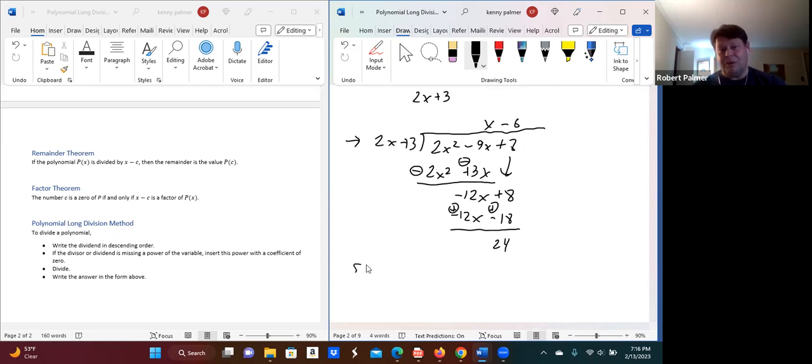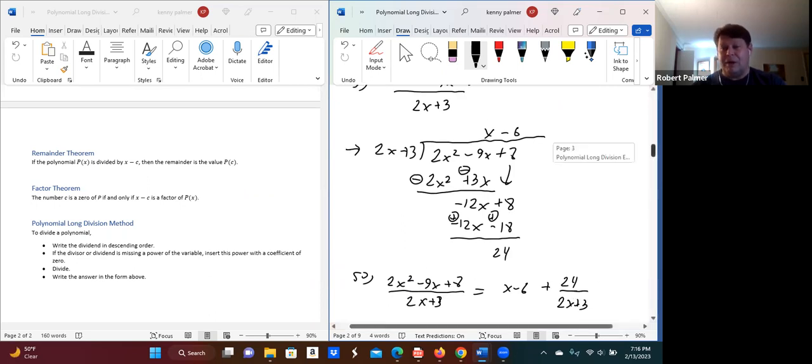Okay. So our result is 2x squared minus 9x plus 8 over 2x plus 3 is equal to the quotient x minus 6 plus the remainder, which is now a remainder of 24, over the divisor 2x plus 3. Now that is how we write our result. Okay, so this is the same thing as that.